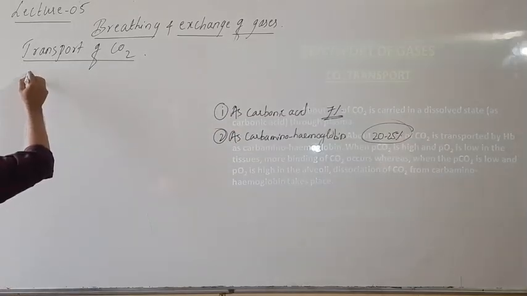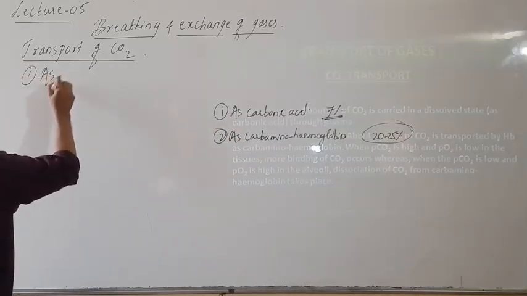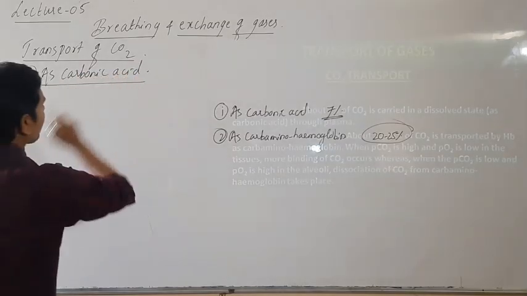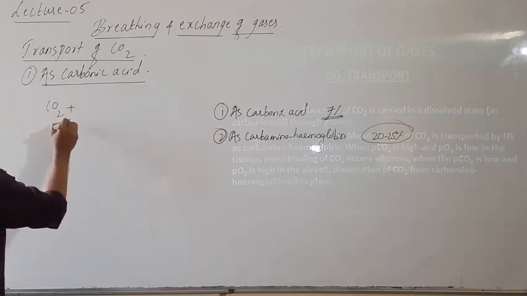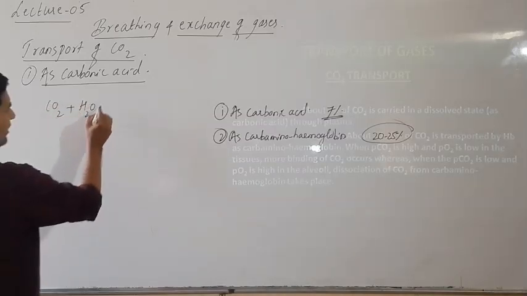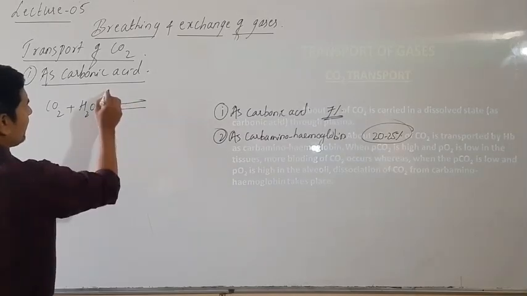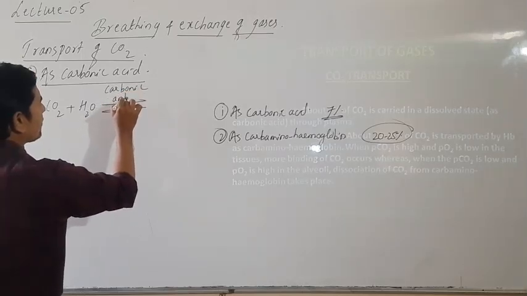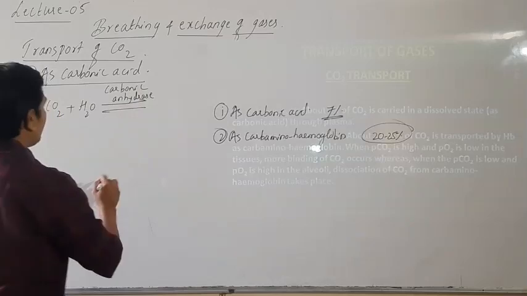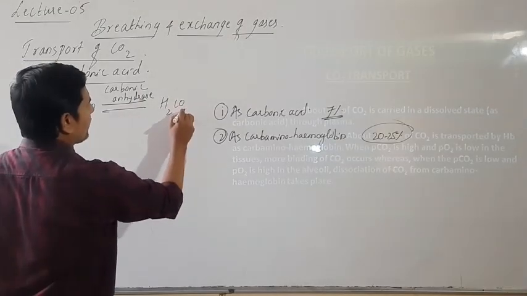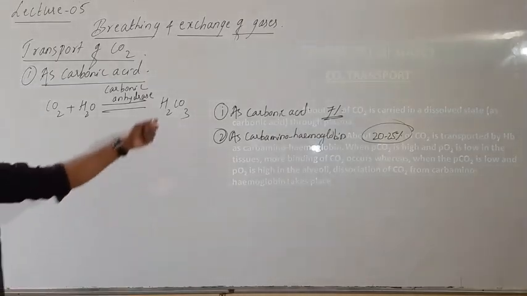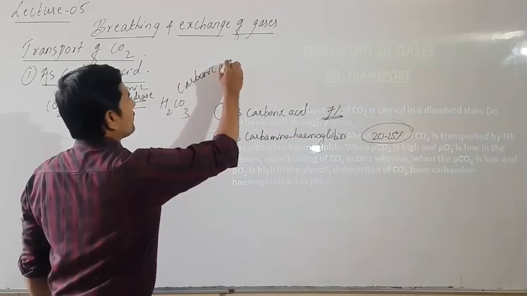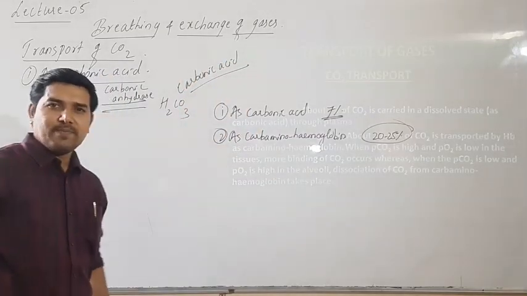Okay. Now, how exactly is it transported? Suppose we look at the first one, carbonic acid. Carbon dioxide combines with water in the plasma in the presence of an enzyme, carbonic anhydrase, and it forms H2CO3. This is carbonic acid.